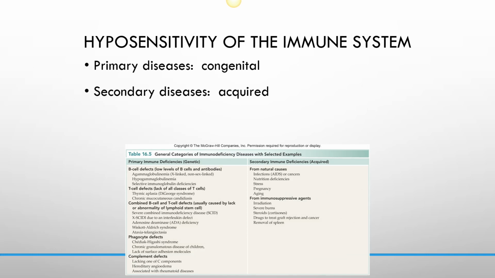So now we're going to switch gears to hyposensitivities. So hypo means that your immune system is not working enough. A primary disease is something that you're born with. So if you're born with no T cells or no B cells, like you're missing the stem cell lineage to produce lymphocytes, then that's a primary disease. A secondary disease is a disease that you acquire in your lifetime, like HIV is a secondary disease.